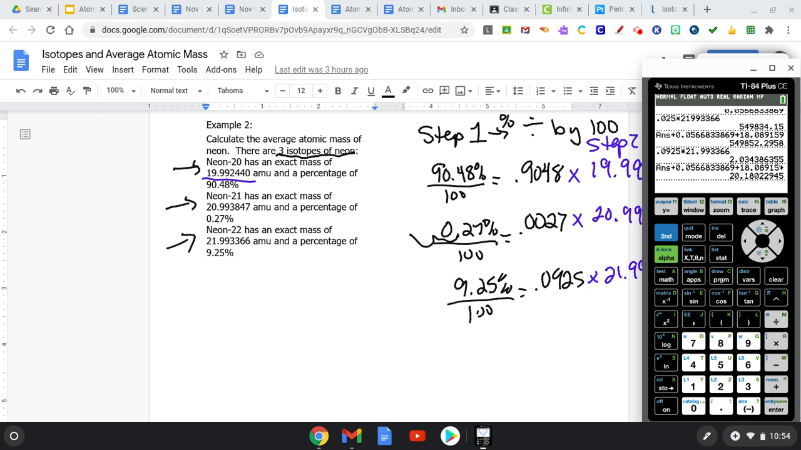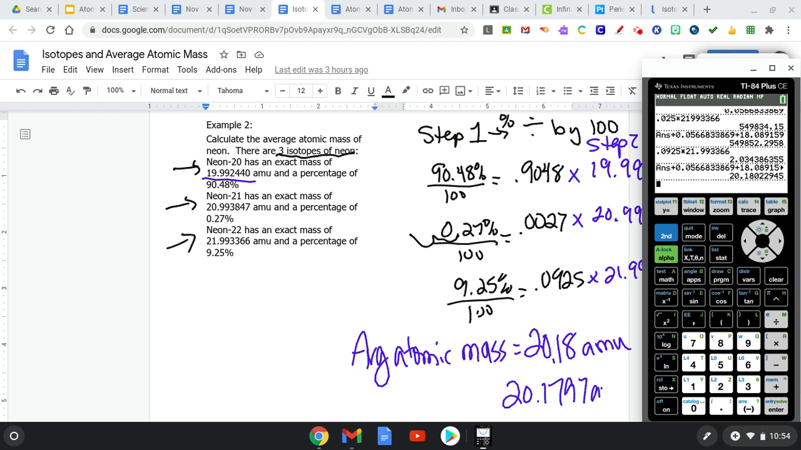I knew that my answer should be around 20 because I looked on the periodic table for neon, and neon's average atomic mass is around 20. So my answer for this, my average atomic mass, is 20, and we're going to just round to the hundredths place, 20.18 AMU. And so we're going to compare that to the periodic table. Oh, very, very close. So on the periodic table, we've got 20.1797, which is very, very close to 20.18 AMU.